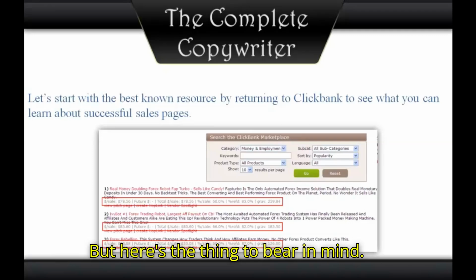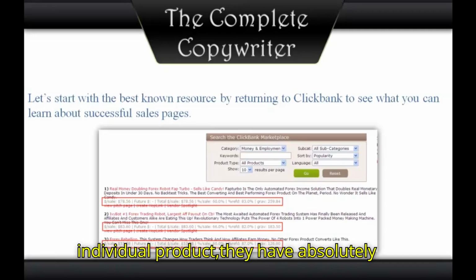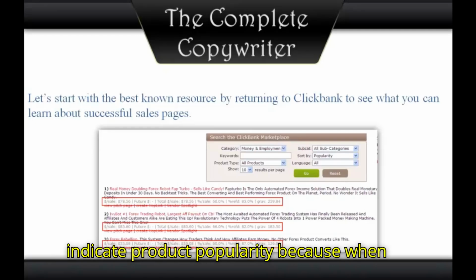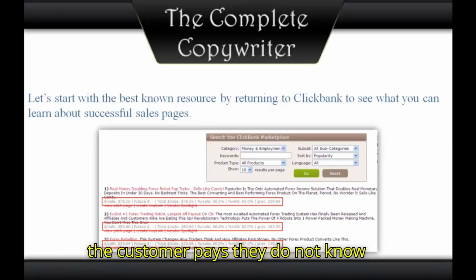But here's the thing to bear in mind. Until a prospect finally decides to get their credit card out to buy an individual product, they have absolutely no idea whether it is worth spending money on or not. The product itself is not therefore popular with that individual prospect at the point when they buy. In effect, therefore, ClickBank statistics do not indicate product popularity because when the customer pays, they do not know whether they like it or not.